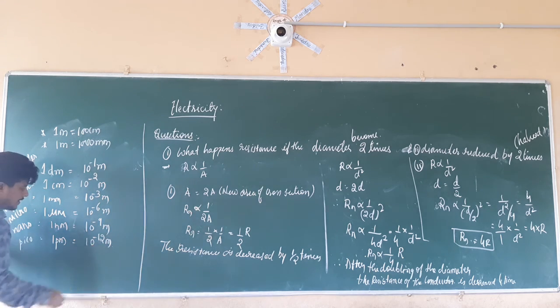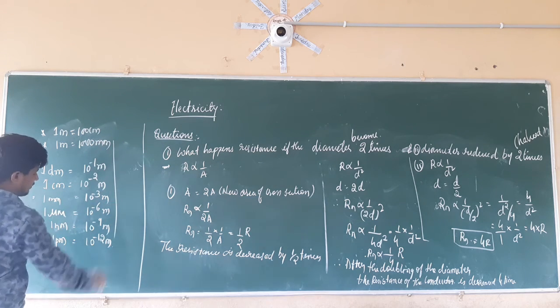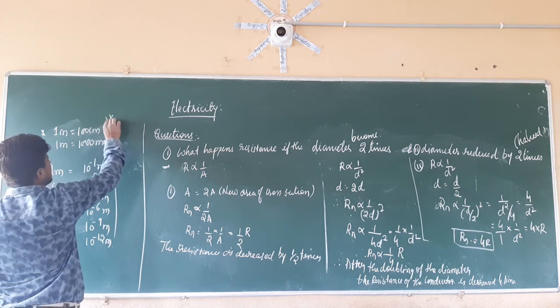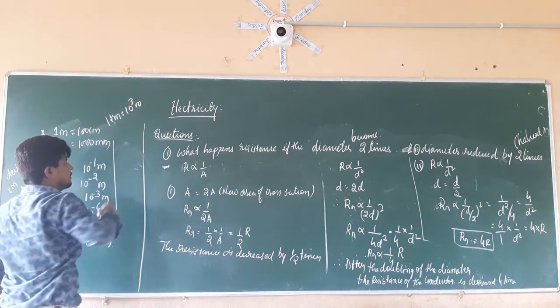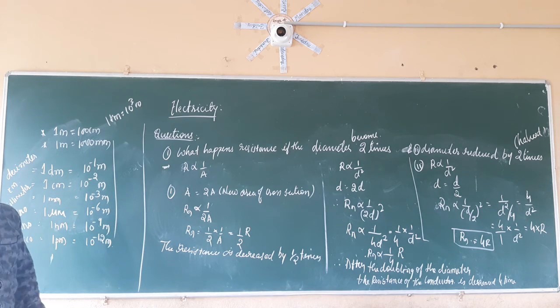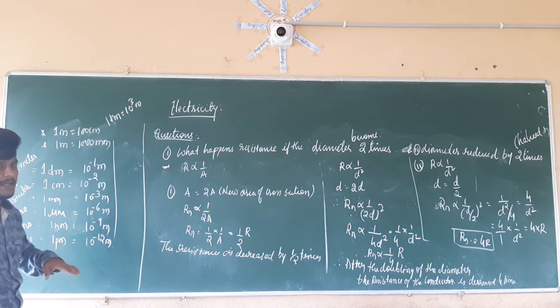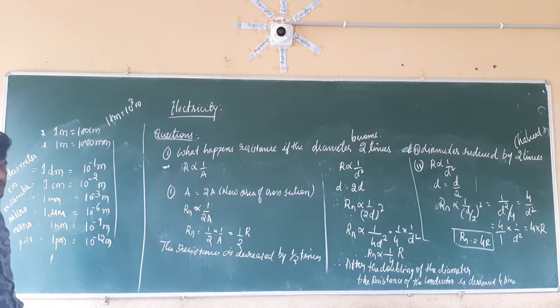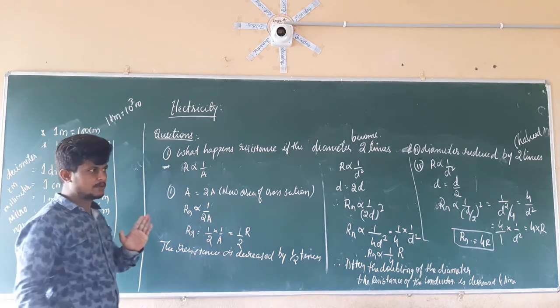In the same manner, 1 kilometer is equal to 10 raised to 3 meters. 1000 meters is equal to 1 kilometer. Like this, we have to remember. So these are the values which are useful for the purpose of the calculation.